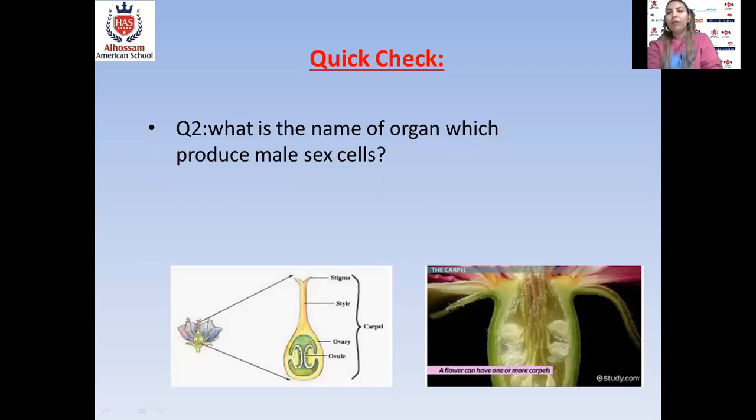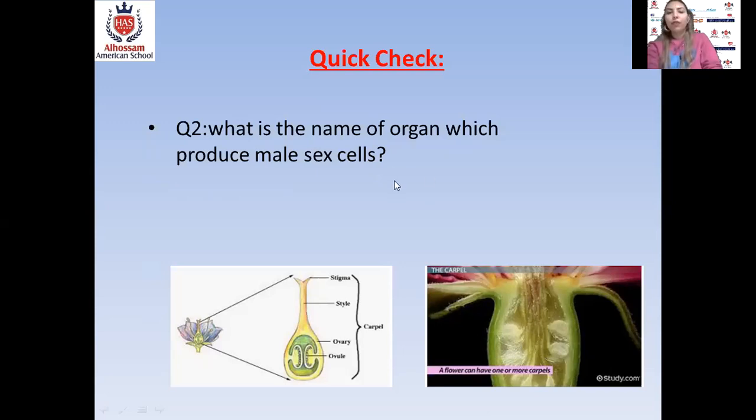Okay, Perry. You are late. Stamen. Perry, why are you late? No, I'm not late. Really? Okay, so the name of the organ is stamen. Thank you so much.